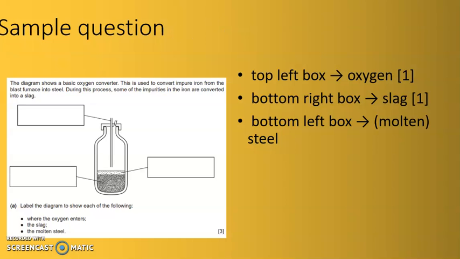Now let us look at a sample question. This is a diagram. This diagram shows a basic oxygen converter. You need to label the diagram to show each of the following. Now, this is where the oxygen enters. Over here is the slag, and this is the molten steel.